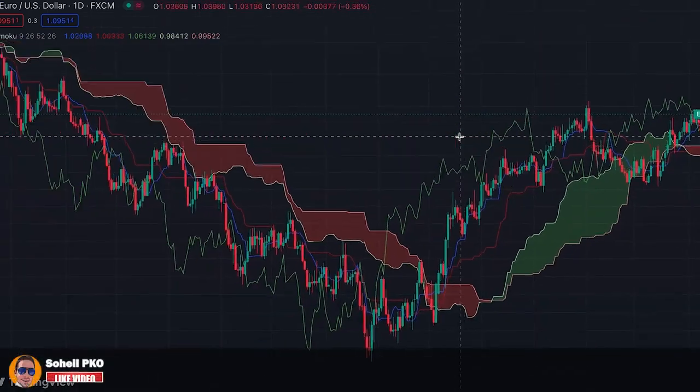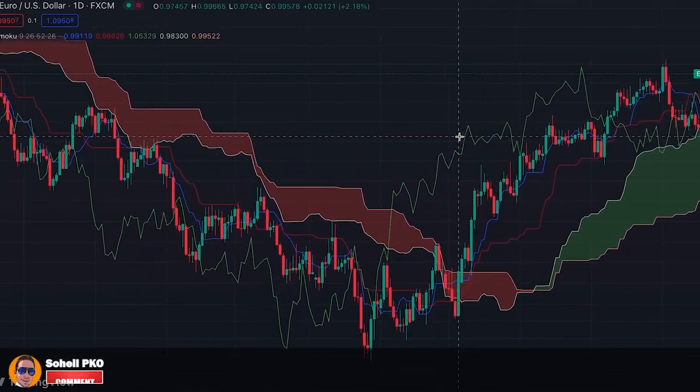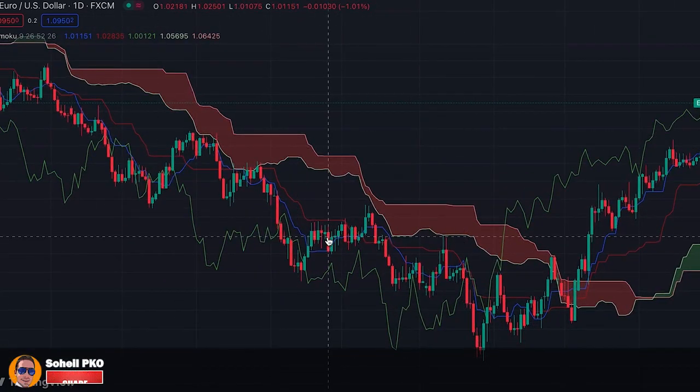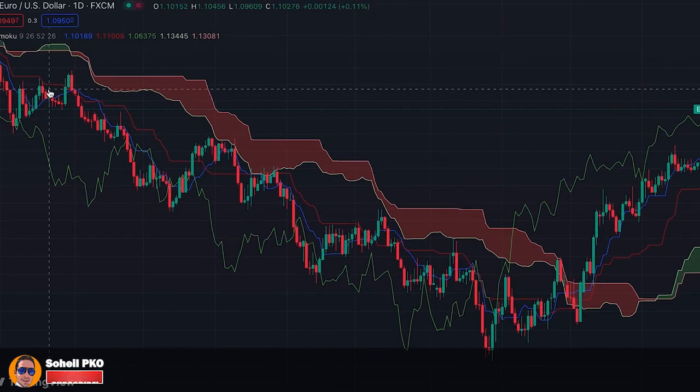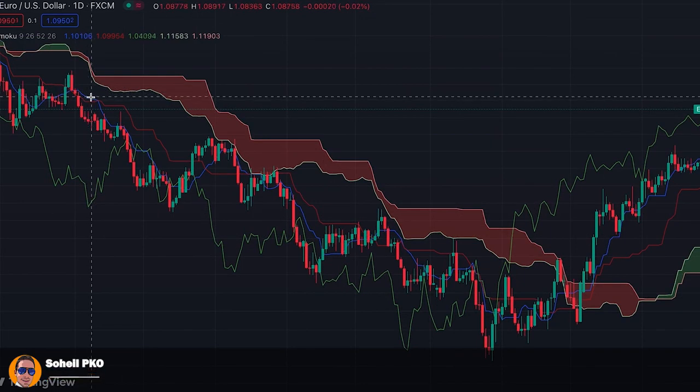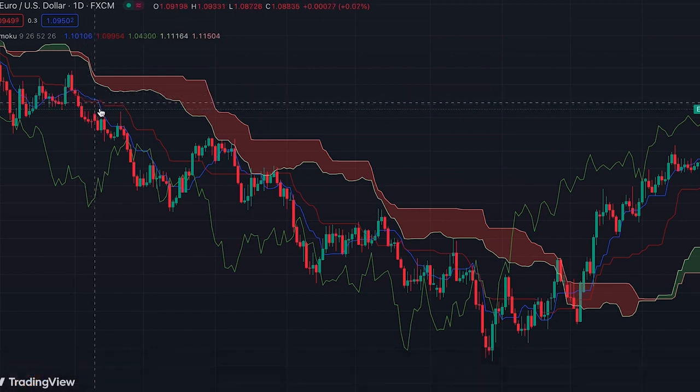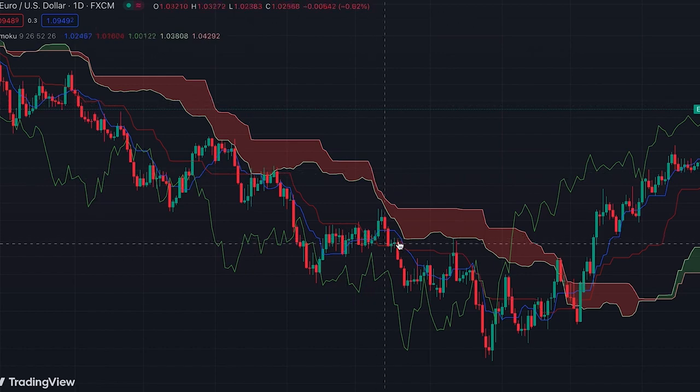Alright, now let's see how we trade based on Ichimoku Cloud. When the price is below the cloud, it means that we are in a downtrend, so we must look for short position opportunities. When the blue line, the conversion line, crosses below the baseline, the red line, it's a sell signal. In other words, it's a signal for opening a short position.